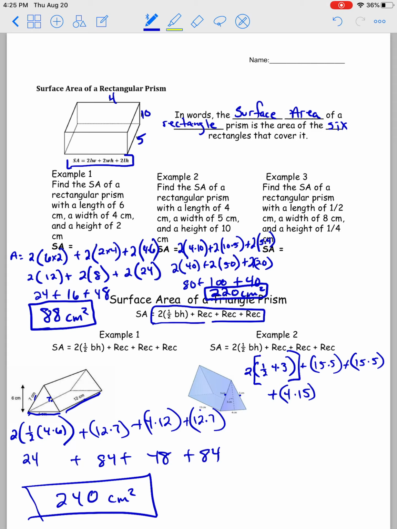Okay, so let's do some math. 4 times 3 is 12. Divided in half, or multiplied by half, is 6 times 2 is 12. Plus 15 times 5 is 75. Then we have another one. Now, you're not always going to have two of the same measurements on two of the same sides. You could have different measurements, so be mindful of that and pay attention to your numbers. And then the last one, 4 times 15, is 60. And then just add them up. 75 plus 75 plus 60 plus 12 gives you 222 centimeters squared.